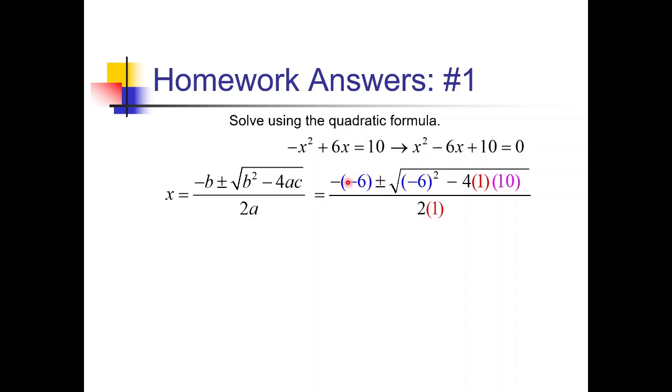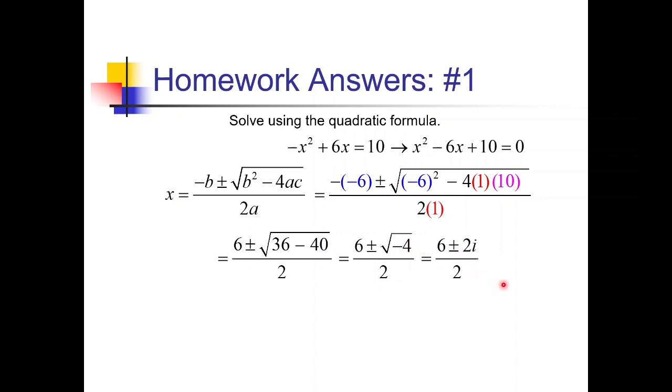So this is going to be positive 6 over 2. And then inside we have the 36 there, minus 40. So that comes out to negative 4 inside there. Now the square root of negative 4, since it's a negative, we have to take out an i. And then the square root of 4 is 2, so plus or minus 2i for that piece of it.